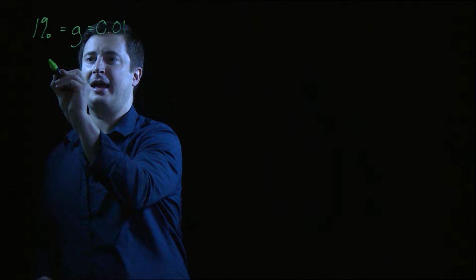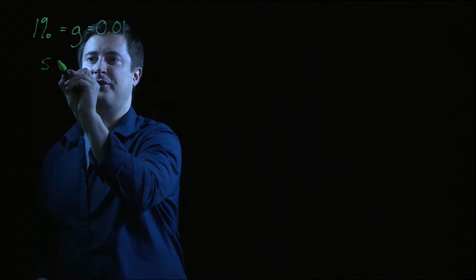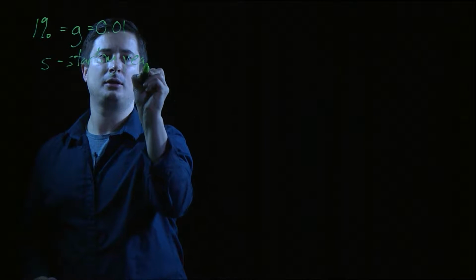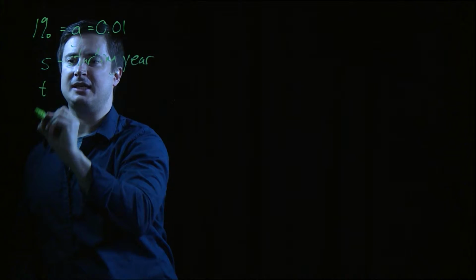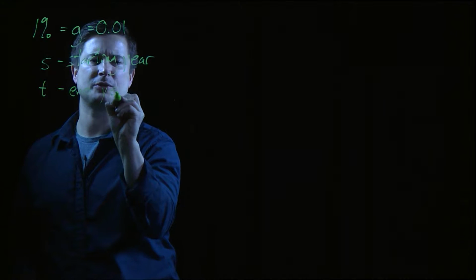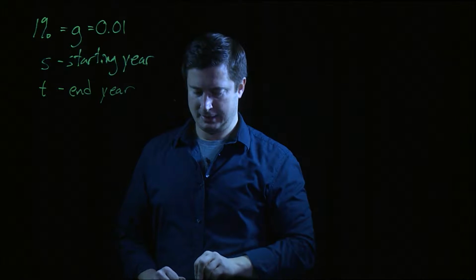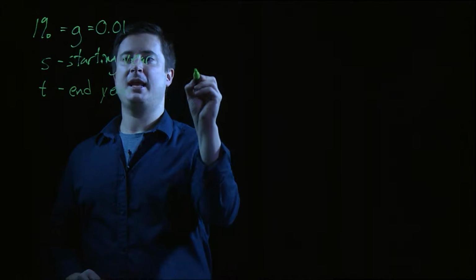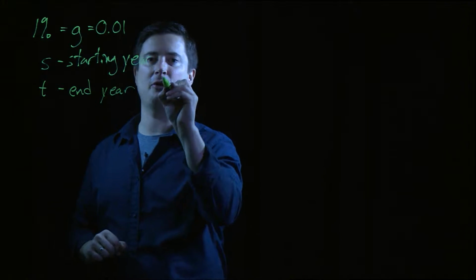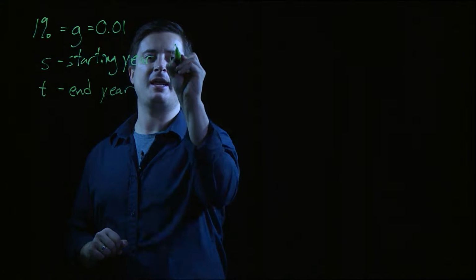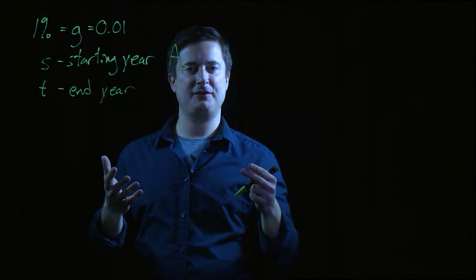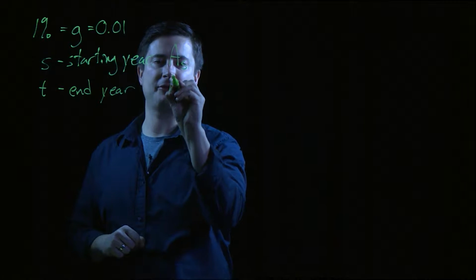Now imagine we have an initial year, call it S. Say that's our starting year. And let's say we have T. That's our end point, or end year. We'll do this all in terms of years. Now imagine in the first year we have an amount, say $100. Let's call that A sub S. And then eventually at the end of this period, we're going to have an amount, let's call that A sub T.